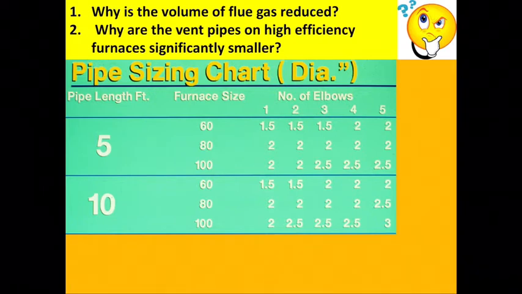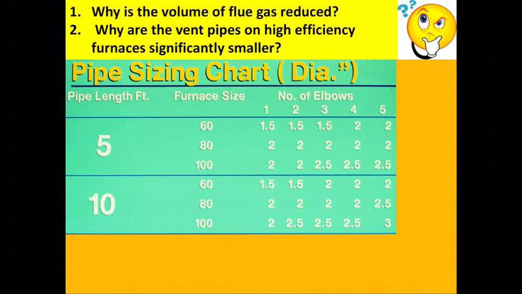So what about the sizing, and why is the volume of the flue gas so reduced? If you notice, most furnace pipes on a high efficiency furnace are anywhere from 1.5 all the way up to 3 inches. In some cases, they're up to 4 inches on the really big units.